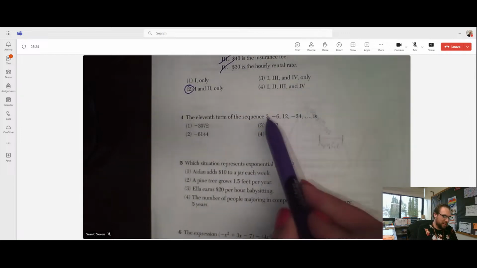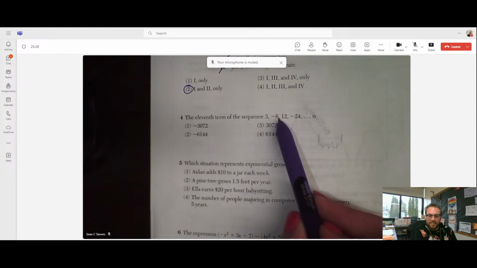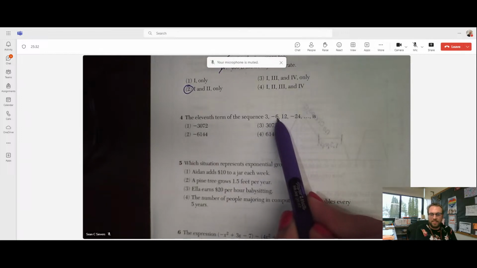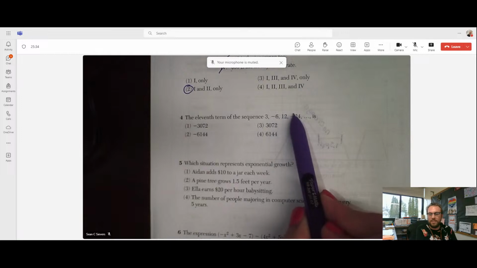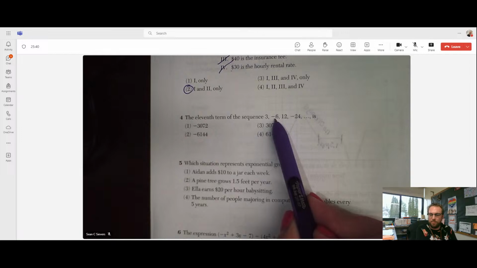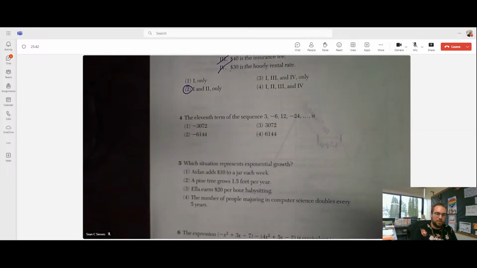Okay, so taking a look at these 4 terms, it says we have +3, and then we go to -6, +12 to -24. So what's happening is that it's alternating from a positive term to a negative term, right? So in order for that to happen, there's only one type of sequence that can alternate the signs of each term in the sequence. Is it arithmetic or geometric?